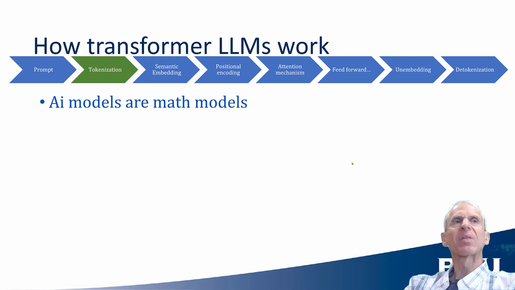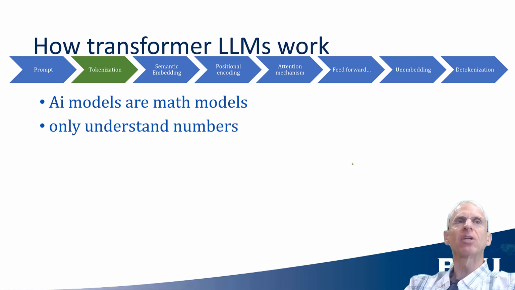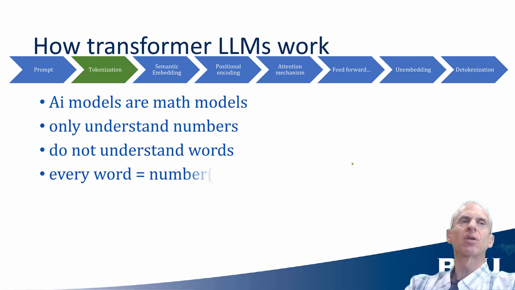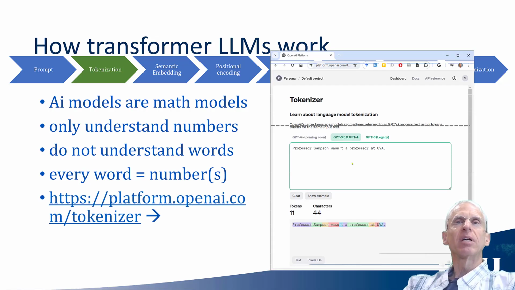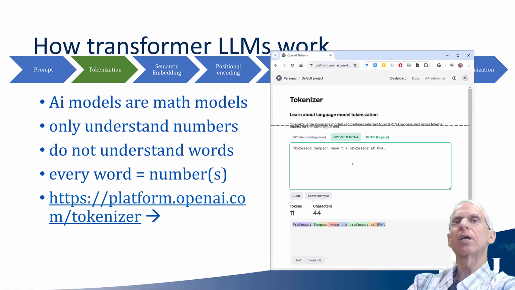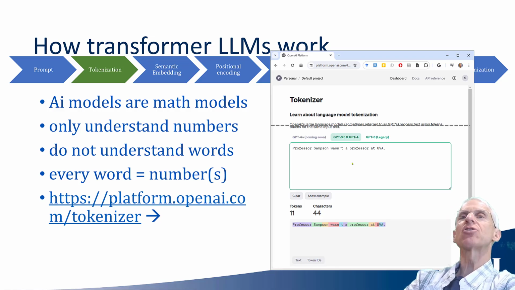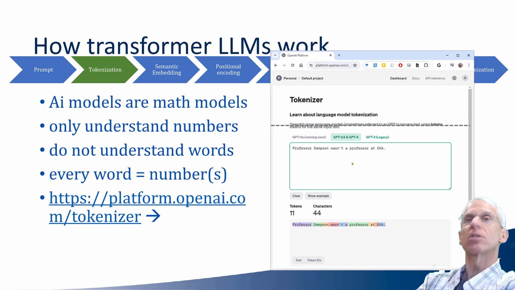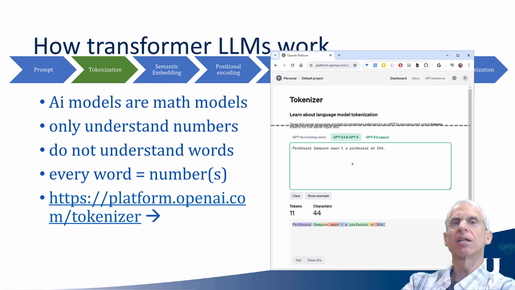All right. AI models are math models. We have to tokenize, as I mentioned. They only understand numbers. They don't understand words. So every word is one or more numbers. There's a tool here that students in my class can use, and we'll do a little exercise with it. But the phrase, "Professor Sampson wasn't a professor at UVA." I wasn't a professor there. I was a student there.